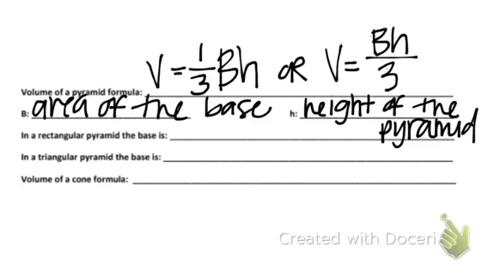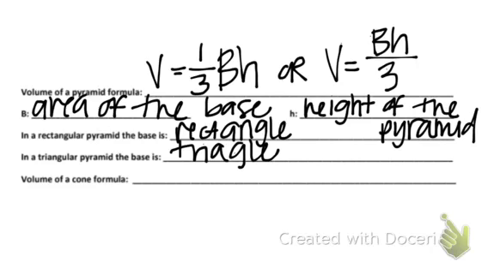So, in a rectangular pyramid, the base is a rectangle, obviously. That's why it's called a rectangular pyramid. And then in a triangular pyramid, the base is a triangle, which is why they call it a triangular pyramid. Be cool if I could spell that right.